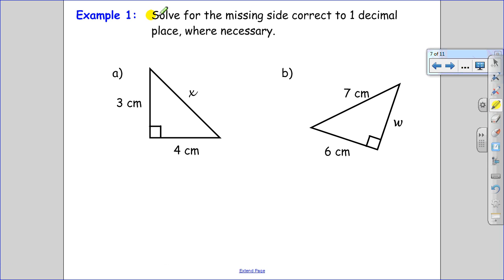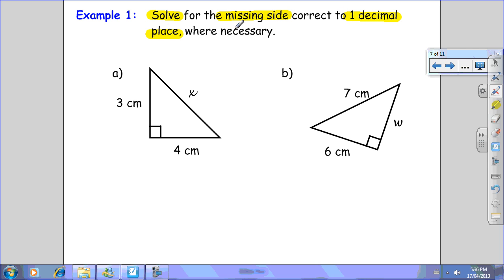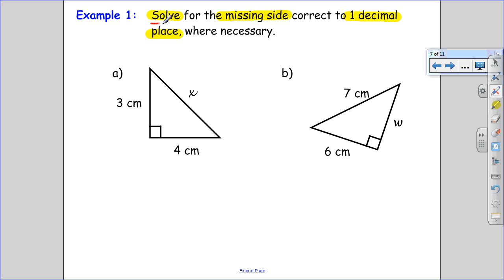Example 1 says, solve for the missing side, correct to one decimal place where necessary. Get our handy-dandy pen out. We've already used our handy-dandy highlighter, and it asks us to solve for the missing side. If I look at part A, I see a right triangle, so I know I can use the Pythagorean theorem. So I'm going to look for my right angle, draw a line straight across, and X is my hypotenuse. So it stands alone, and I start with X squared equals.